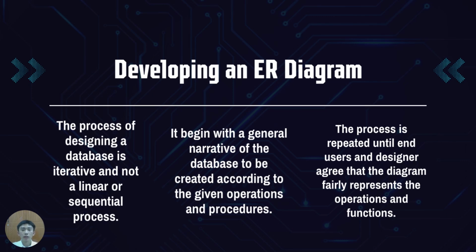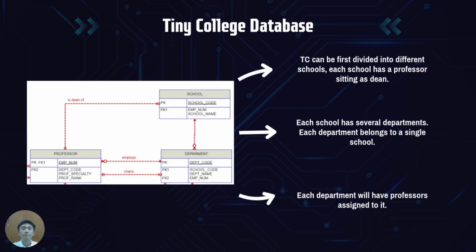The process of database design is iterative rather than linear. It usually begins with a general narrative of the organization, operation, and procedures. The process is repeated until the end user and designer agree that the ER diagram is perfect. Now, let's look at an example, the Penny College database.